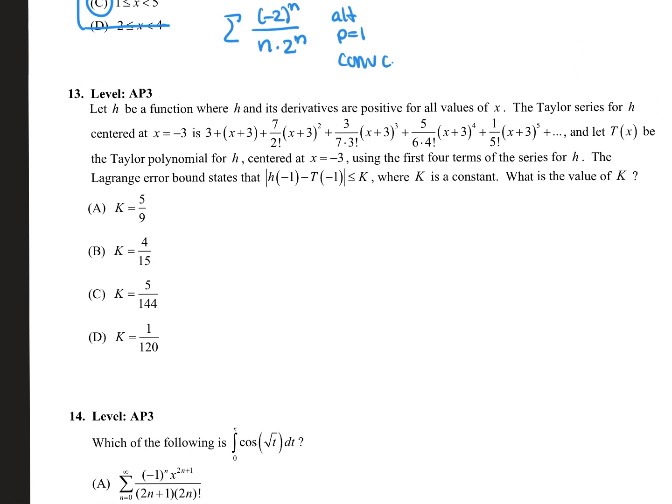Let h be a function where h has derivatives of all possible orders, and there is a Taylor polynomial centered at -3. Find the first four terms of the series for h. The Lagrange error is less than or equal to k. What is k?